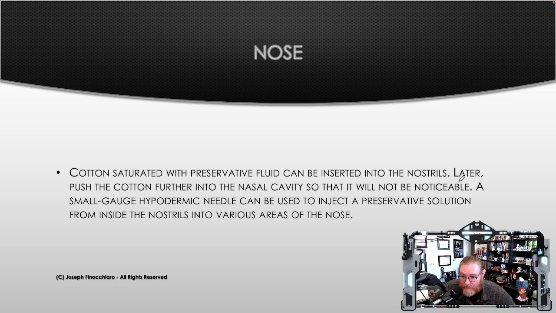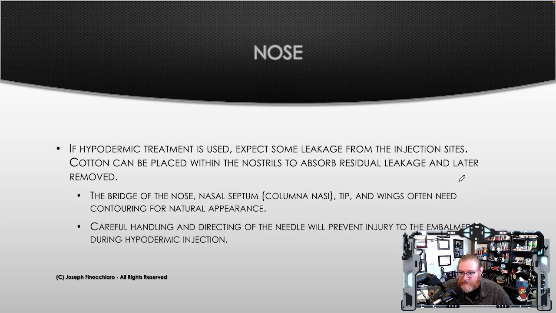Cotton saturated with preservative can be inserted into the nostrils. Later, push the cotton further into the nasal cavity so that it will not be noticeable. A small gauge hypodermic needle can be used to inject a preservative solution from inside the nostrils into various areas of the nose. If hypodermic treatment is used, expect some leakage from the injection sites. Cotton can be placed within the nostrils to absorb residual leakage and later removed.